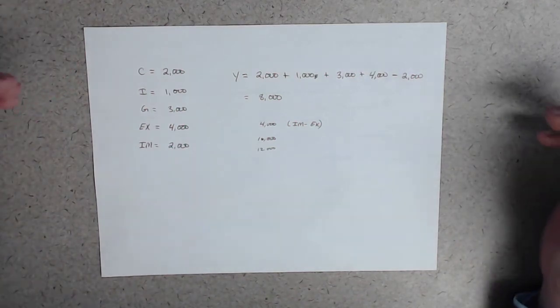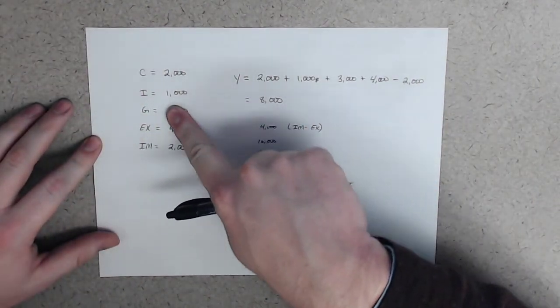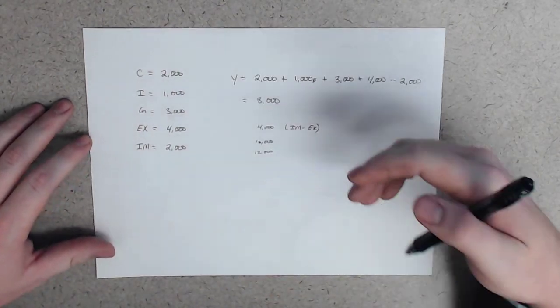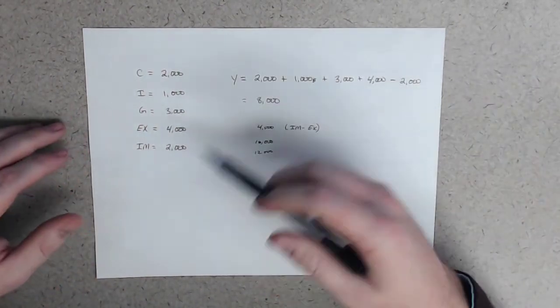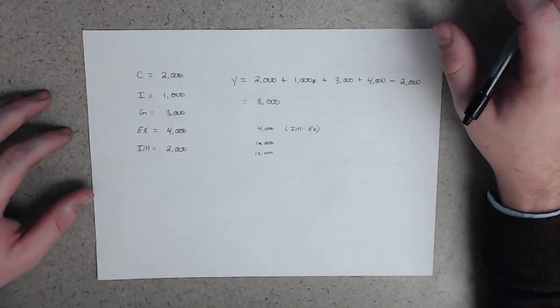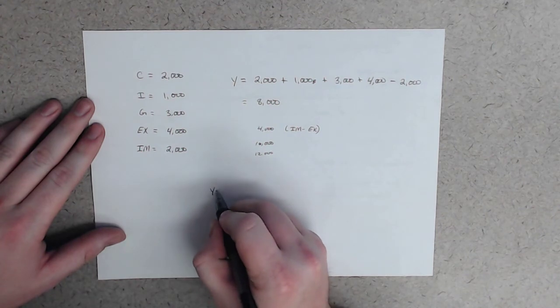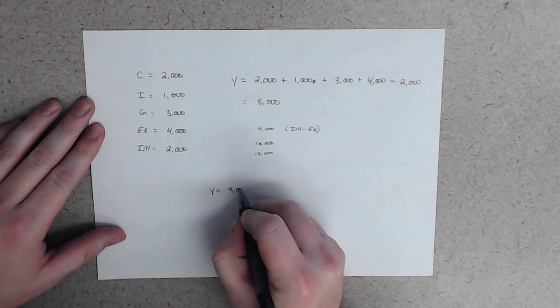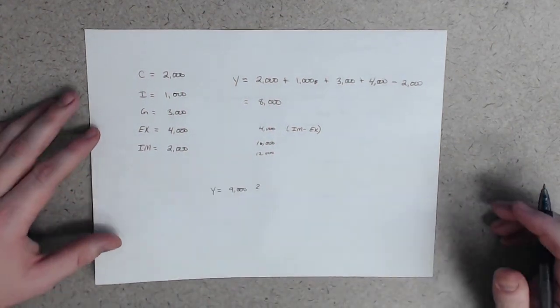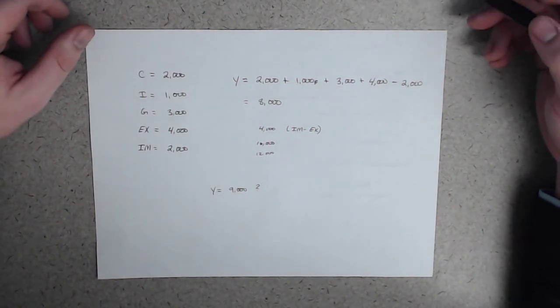Obviously, if I didn't give you government spending, but I gave you all the other figures, you could solve for government spending just by using simple algebra, okay? But what if we want GDP to equal 9,000? What if we wanted to make GDP equal 9,000? How could we do that?